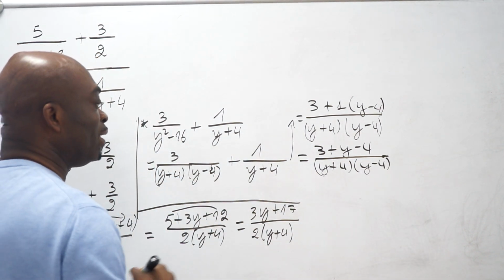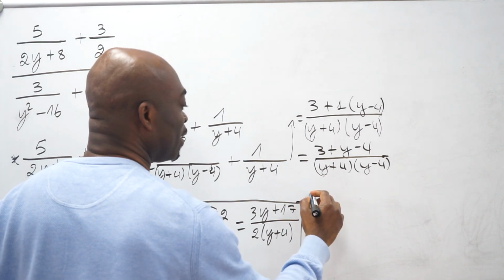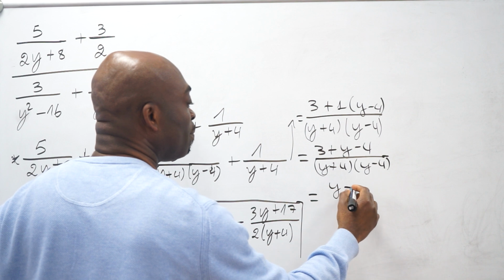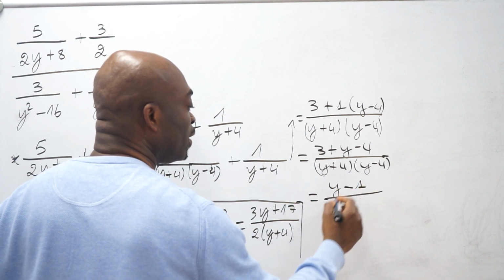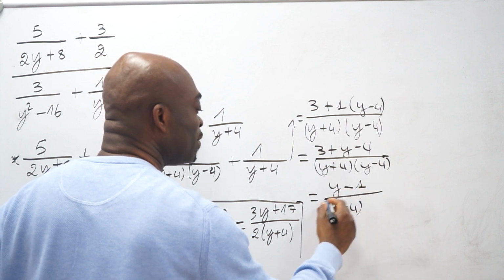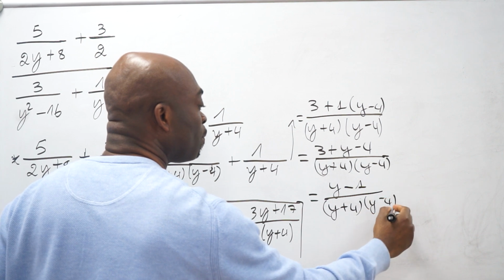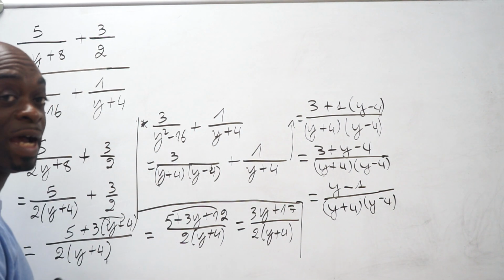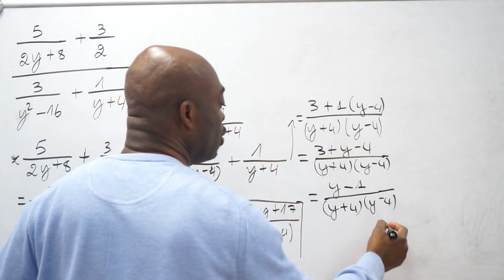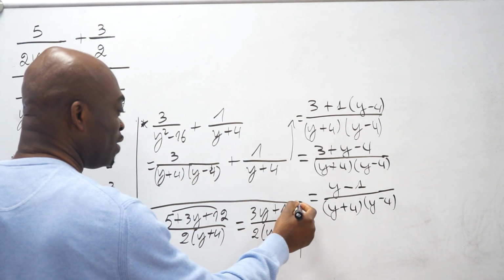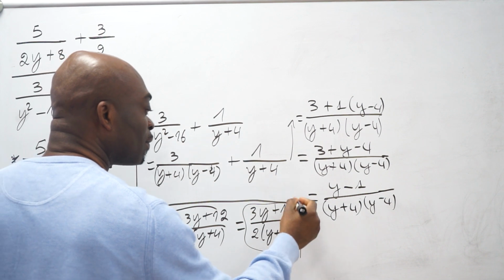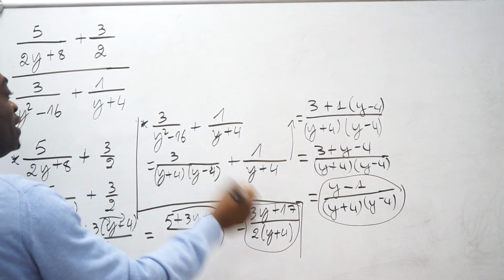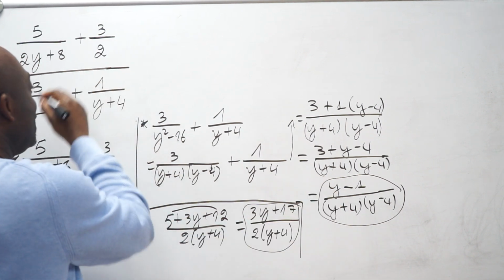Okay? And then we can continue here. So we have y. So 3 minus 4 is going to give us what? Minus 1. Over, then we have y plus 4 times y minus 4. Okay? So that's what we have over here for the second one. So we have this one here, and then we have this one here. So the first one is the top expression, and then this one is the bottom expression.